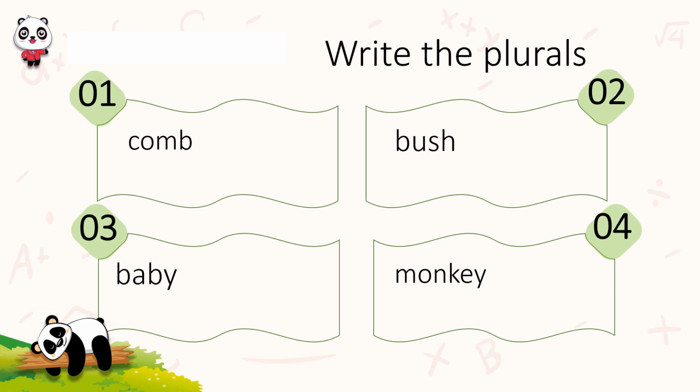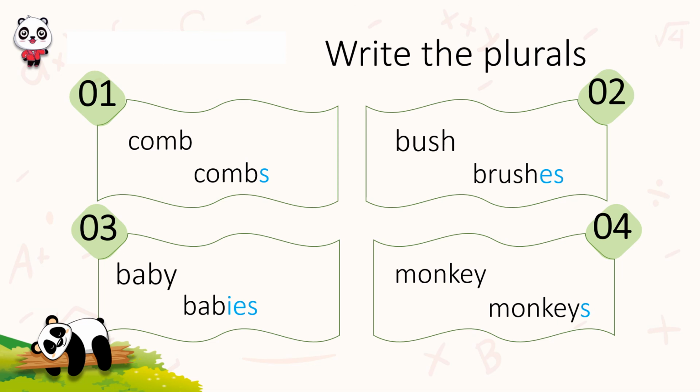First one, comb. By adding s, combs. Brush. Ending with sh, so you need to add es to the end to make it plural. Brushes. Baby, the third question. Baby ends with y preceding a consonant, so you have to add ies by removing y. Babies. Monkey. There's a vowel before y, so just add s to the end.